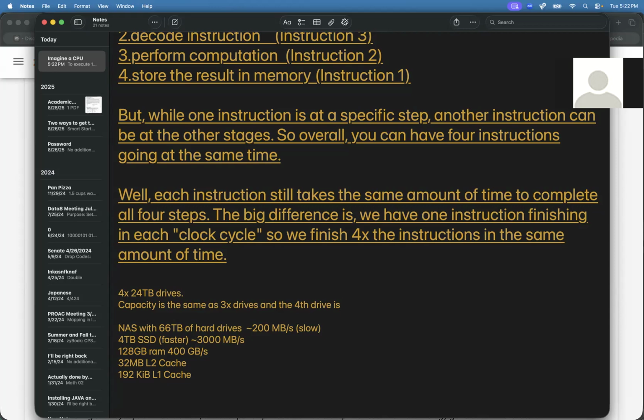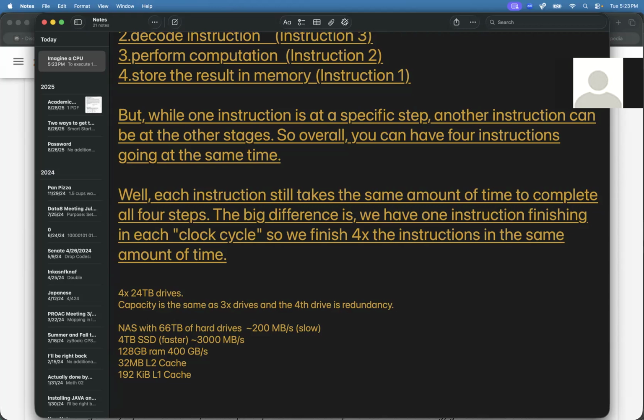What do they call it? Brain farting on the term I want to use for this. But basically it's error correction code. And so that's why it can't be capacity. It's just for, can't think of the word. But it's for redundancy. The fourth drive is for redundancy.